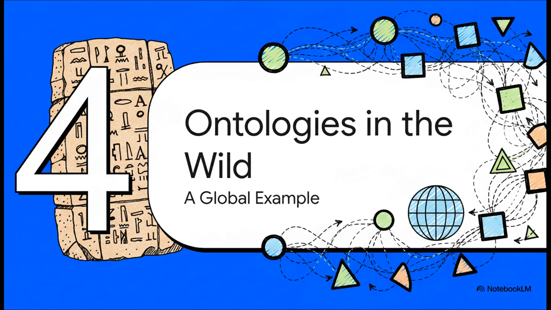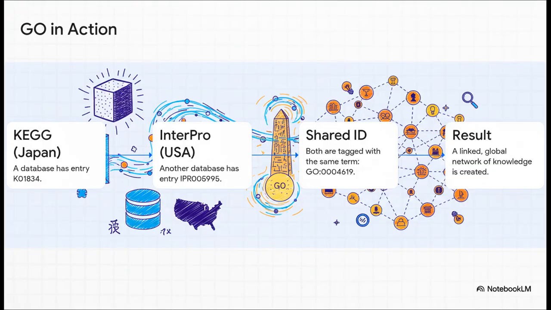You're about to see just how big of an impact this technology can have. This is where it gets absolutely amazing. Get this. A database in Japan has an entry for a gene. A totally separate database in the USA has an entry for another gene. They're on different continents, different systems, using different names. But look at step 3. Both of them have been tagged with the exact same ID from that shared rulebook, the gene ontology. And bam, a connection is made. For the very first time, these two systems now know they are talking about the exact same biological process.